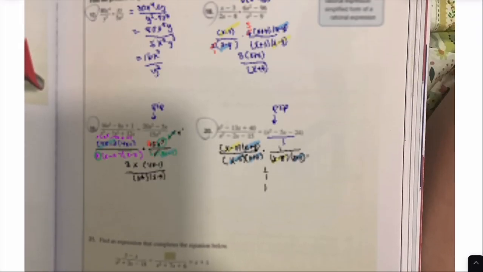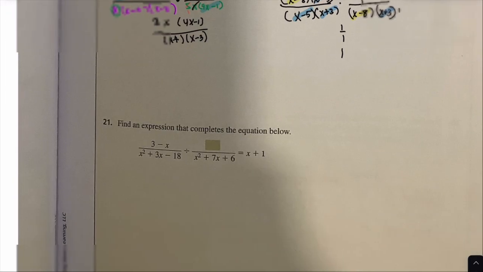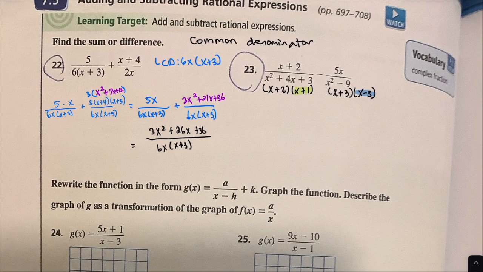Oh, I'm so sorry. There we go. Wait, I'm so sorry. We zoomed out in a weird way.